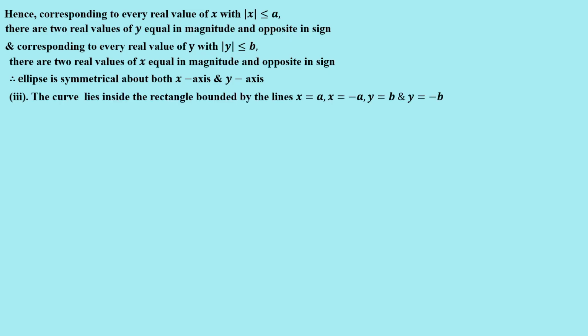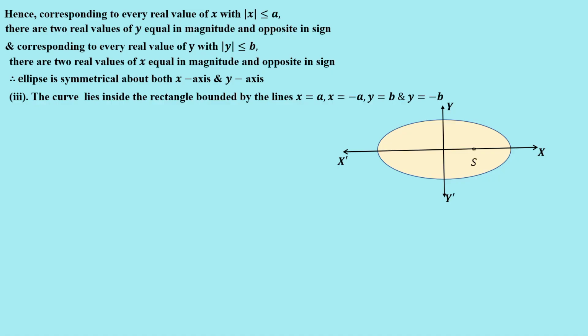Next point, the curve lies inside the rectangle bounded by the lines x is equal to a, x is equal to minus a, y is equal to b, and y is equal to minus b. So this is the x-axis, y-axis, that is the ellipse. S dash is a focus, and C is the origin. A and A dash: A we know is a comma 0, and A dash is minus a comma 0. B is 0 comma b, and B dash is 0 comma minus b. Then draw a line x is equal to a, it touches A, and similarly x is equal to minus a touches A dash.